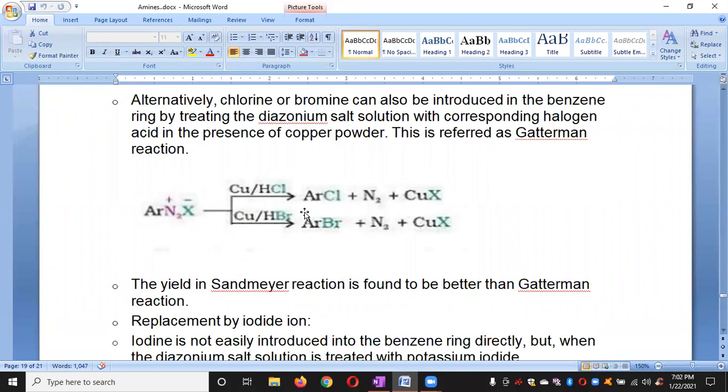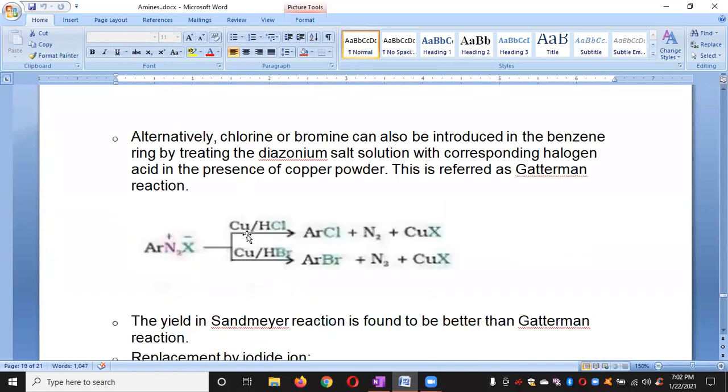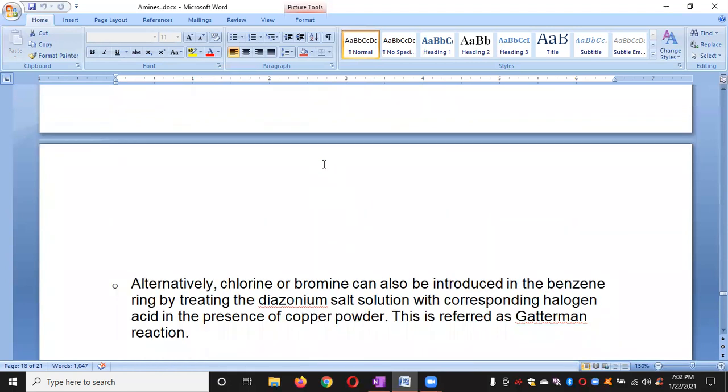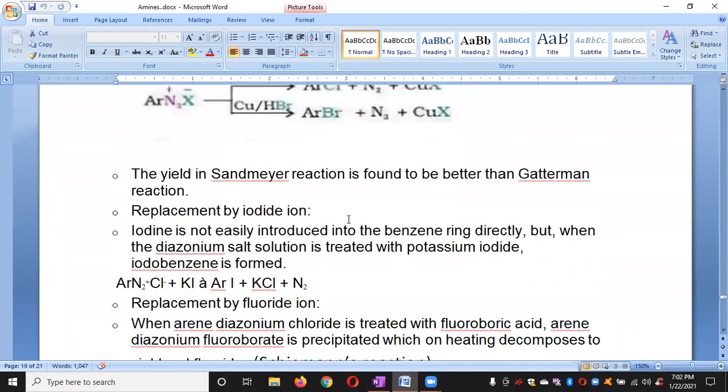Again, we may get the same result just by changing the catalyst. Instead of the copper(I) salt CuCl, if you take copper metal, Cu in presence of HCl, we get the same product, and Cu in presence of HBr we get the same product. Comparing these two, which reaction gives more product? The Sandmeyer reaction is far better than the Gattermann reaction.